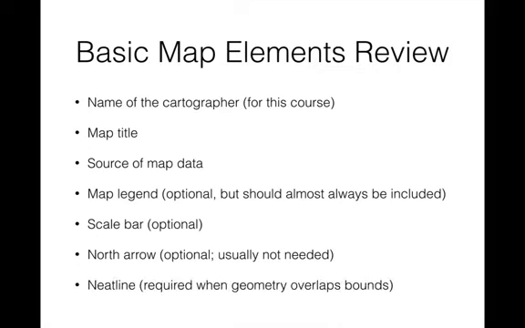Finally, most maps should include a neat line, particularly where the geometry overlaps the boundaries of the neat line. That means that when the contents of a layer extend beyond the neat line and there is therefore some unvisualized content or content left off of that map, then the neat line should be there to show where the map begins and where it ends.